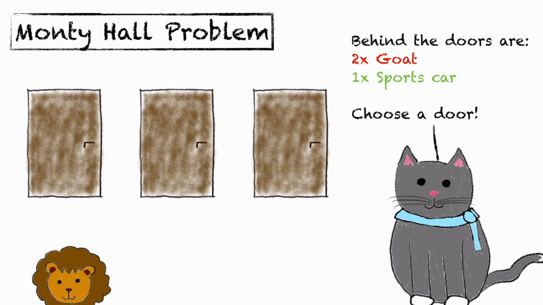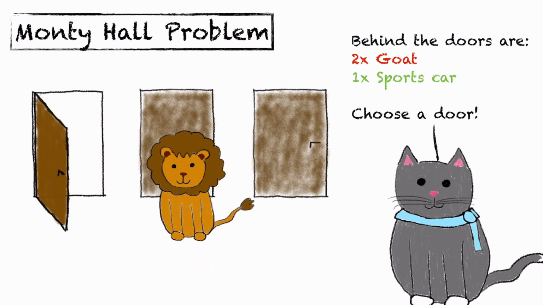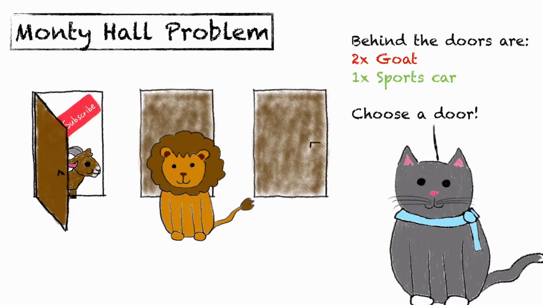Kitty tells Leon to choose a door and he quickly chooses the middle one. Kitty then opens one of the remaining doors, which contains a goat. In this step, Kitty will never open the door with the car behind it. Now comes the crucial question from Kitty. Leon, do you want to reconsider your decision and change the door? What should Leon do?